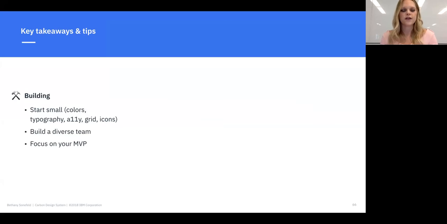If you're in the building phase, I would highly recommend starting small, and please, please promise me you'll focus on accessibility first, because it's really important. And at IBM, we have great accessibility resources, so we're very lucky in that sense. But focus on those small elements: colors, type, grid, icons, getting those things set into place so that you have that foundational element to build off of. Secondly, I would recommend building a diverse team, not only in skill sets, but also in different ages, races, anything. Really focus on thinking about diversity outside of the box.